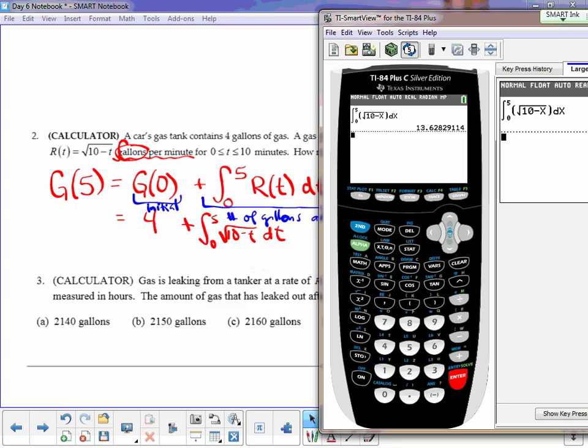Did you guys get 13.6282914? Okay, but we don't want just that. We want that plus 4. We get 17.62829. On the AP exam, we go to 3 decimal places. It's up to you whether or not you round. I recommend that you don't, in case you do it wrong. So our answer would be approximately 17.6281.